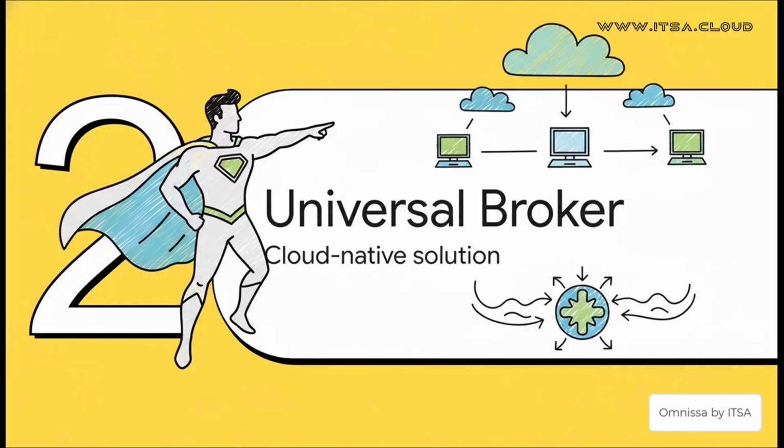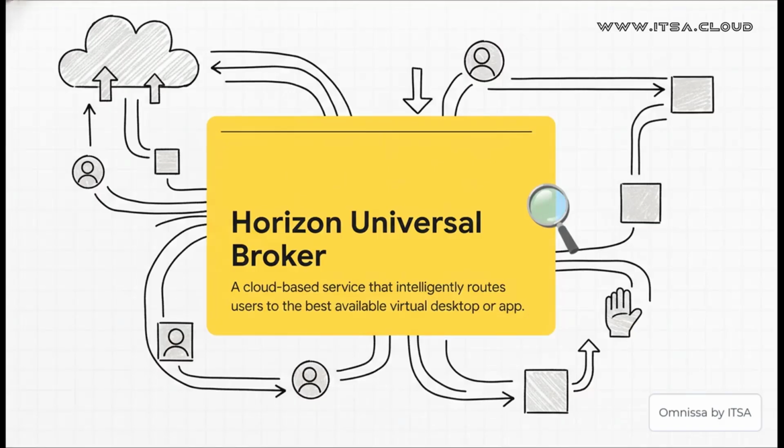So, if GSLB is the problem, then what's the solution? Well, it's time to introduce the hero of our story, the Omnissa Horizon Universal Broker. So what is it, really? The best way to think about it is like a smart, cloud-based traffic cop for your virtual desktops. It's not a physical box you have to manage in your data center, it's a service that lives in the cloud. It keeps an eye on all your available desktops and apps and intelligently routes each user to the absolute best option at that exact moment.